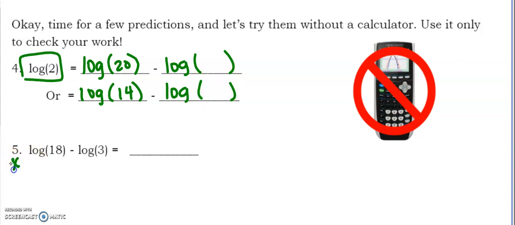Finally, then I want you to work on number 5, log of 18 minus log of 3. What does it equal in terms of a log? Okay, we don't want decimals here, we want the actual logarithm. So pause your video and try these fill in the blanks for yourself, see what you can come up with.